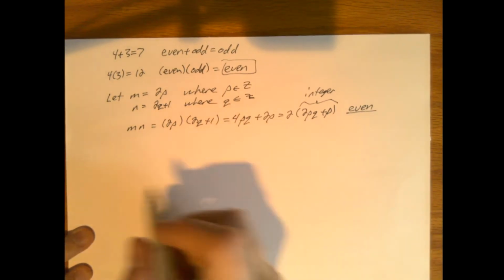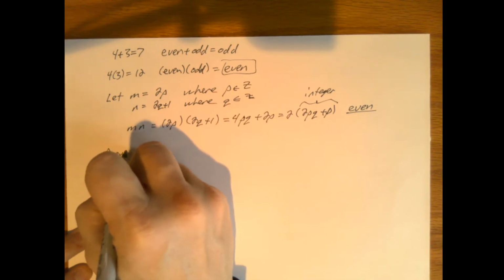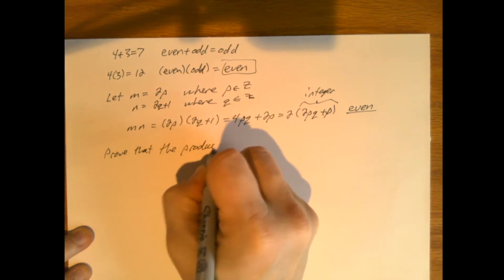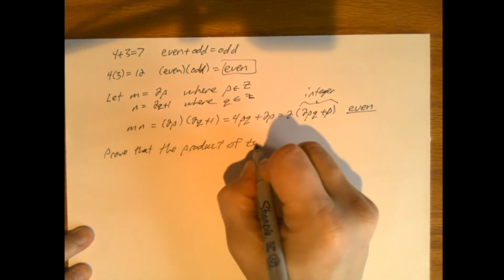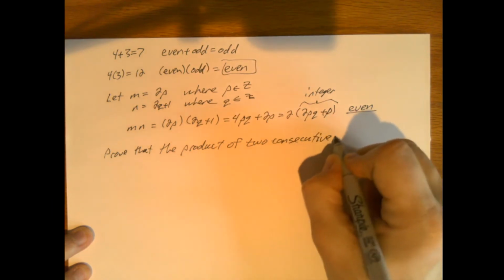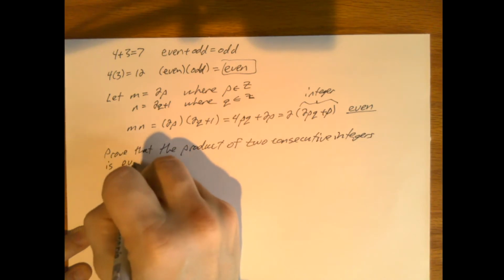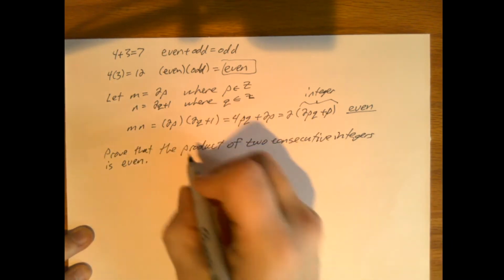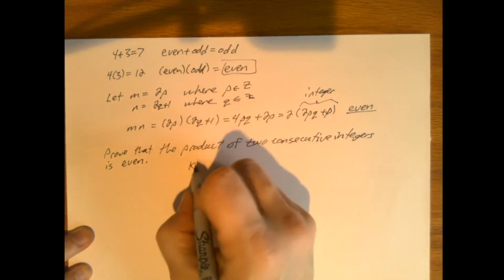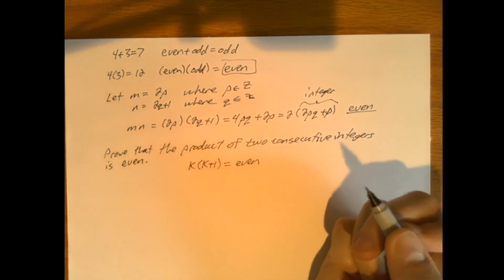Now what if we were to ask to do this? Prove that the product of 2 consecutive integers is even. That is, if the first number is k, then the integer after that should be k plus 1, and we want to show that that's even.